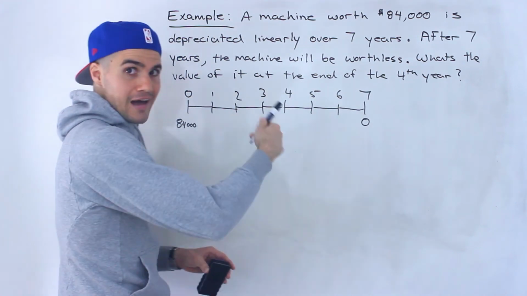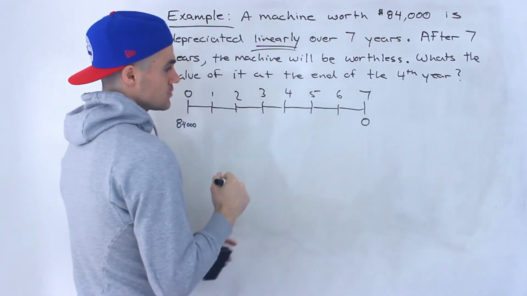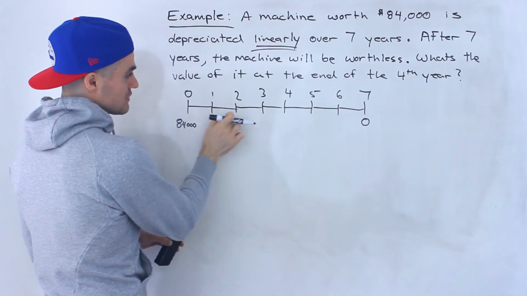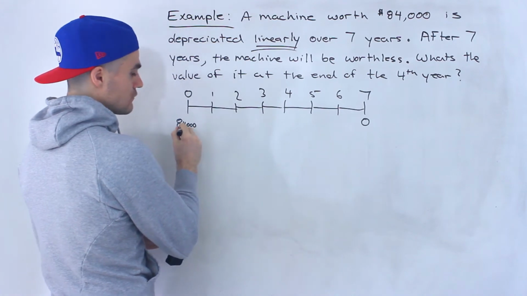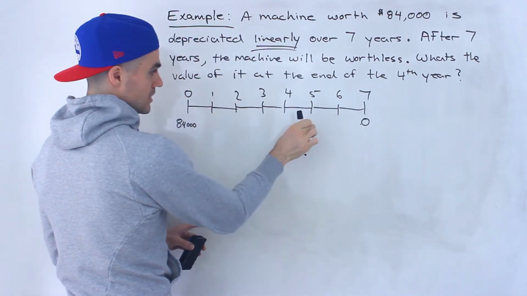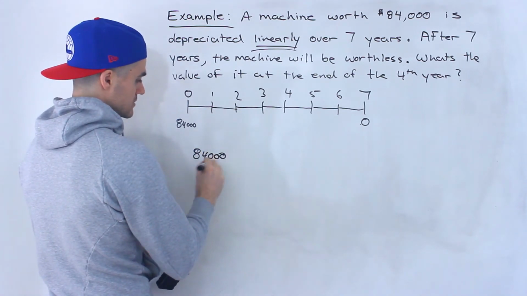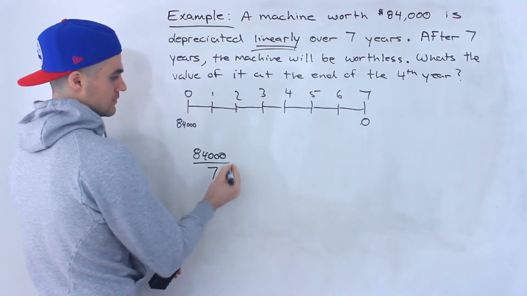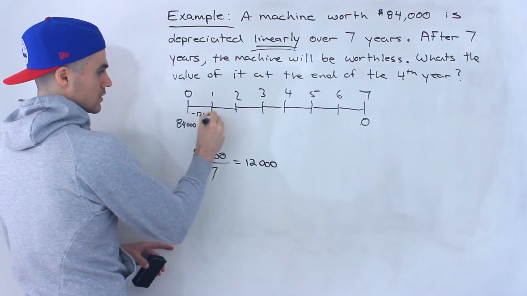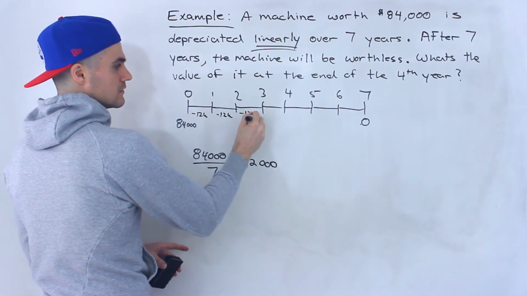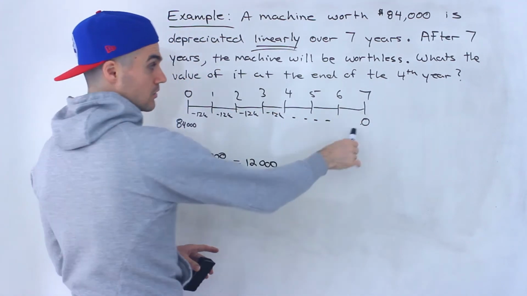And it's losing value. And when it says linearly, or sometimes you'll see straight line depreciation when you get into accounting, it means it's losing value by the same amount every year. And so to go from 84,000 to 0 in 7 years, how much value is it losing per year? Well, you would just take the 84,000 and divide it by 7. And that would give you 12,000. So it's losing 12,000 every year.